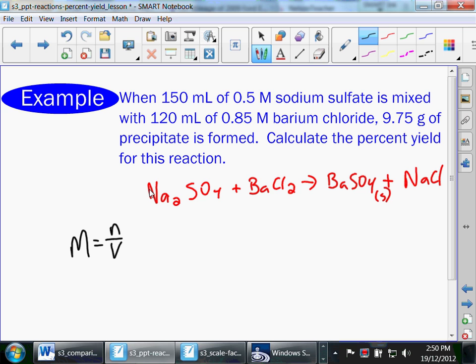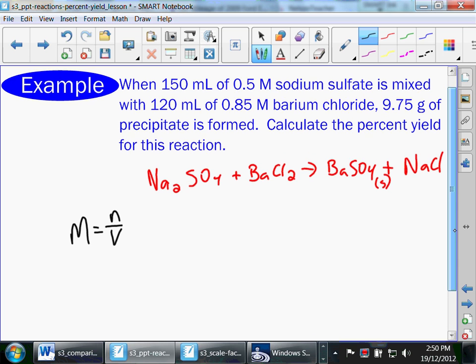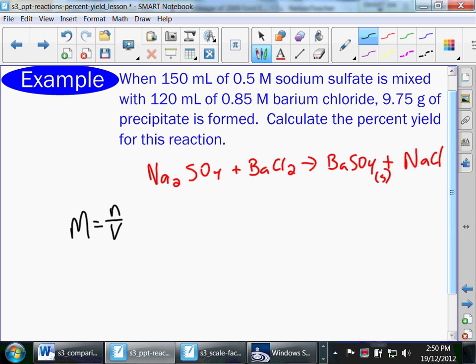So, we have to find out how many moles of sodium sulfate we have using the M equals n over V formula. So we have 150 mils of 0.5 molar. So 0.5 molar, 150 mils, n's going to be 0.5 times that, which would be 0.075 moles of sodium sulfate.